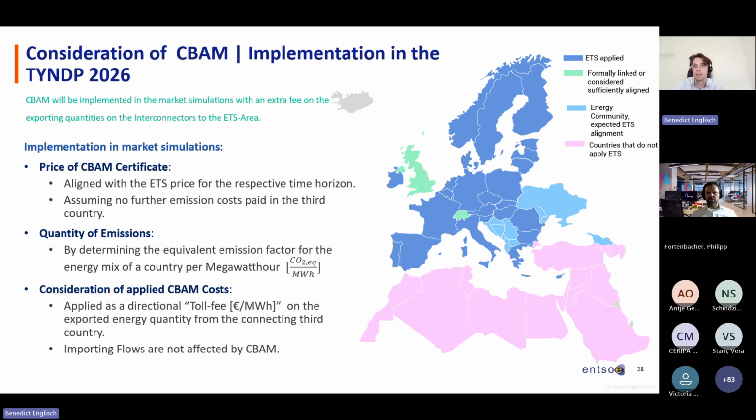For the quantity of emissions, we use the equivalent emissions factor for the energy mix of a country. So saying, okay, which generators do we have there? What is the assumption made for emissions per megawatt hour? And then taking the average for this country.